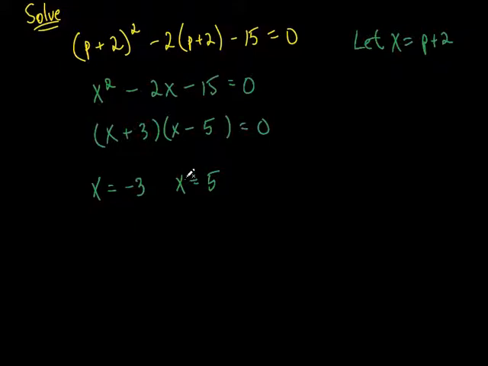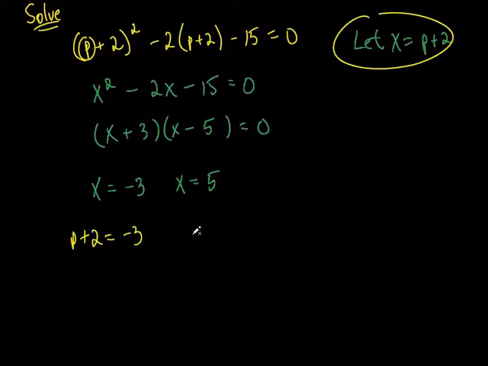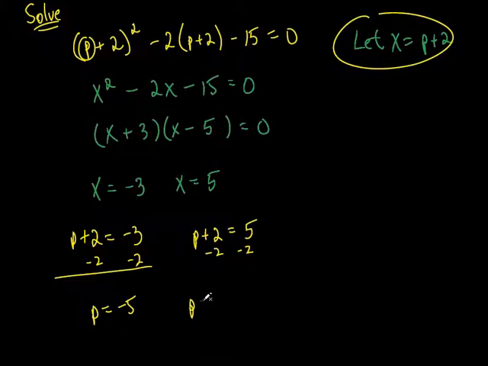All right? We're not done, though. We don't circle that, do we? Because we're trying to solve for what? We're trying to solve not just for p plus 2, but for p. So, we know what x is equal to. Well, look over here. If x is equal to p plus 2, what are we going to do? We're going to go p plus 2 equals negative 3. And let's do the same thing over here. p plus 2 equals 5. And now we can solve for p. So you subtract 2 from both sides, and p is negative 5. Subtract 2 from both sides right here, and p is 3.